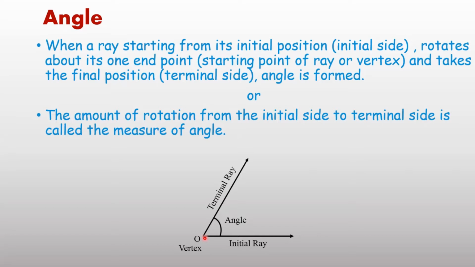Then you can say if a ray starts from its initial position, this initial ray rotates about its one end point, which is known as the vertex, and takes a final position, that is known as the terminal ray. Then an angle is formed. Simple definition: the amount of rotation from initial side to terminal side is called the measure of angle. You have already covered this in previous classes.